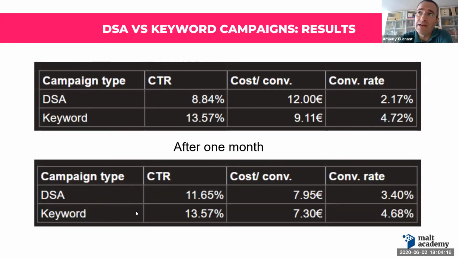I don't think it overlaps. Sometimes it does overlap, but it's rather a backup. And if you have both running at the same time, DSA and keyword campaign, you will not be displayed twice, of course, because Google will always display the best performing ad.